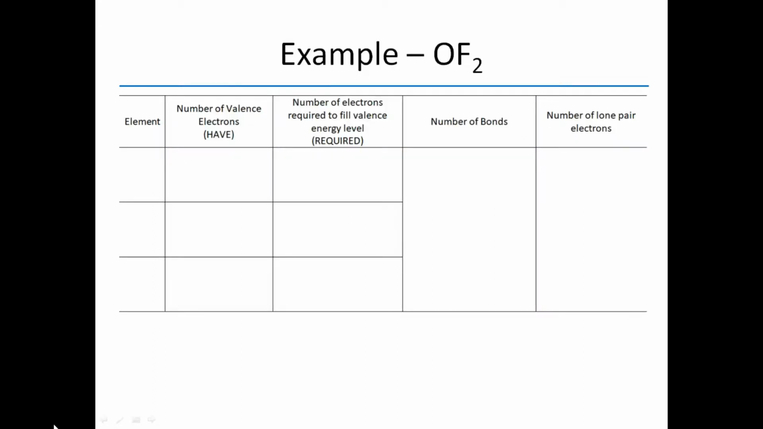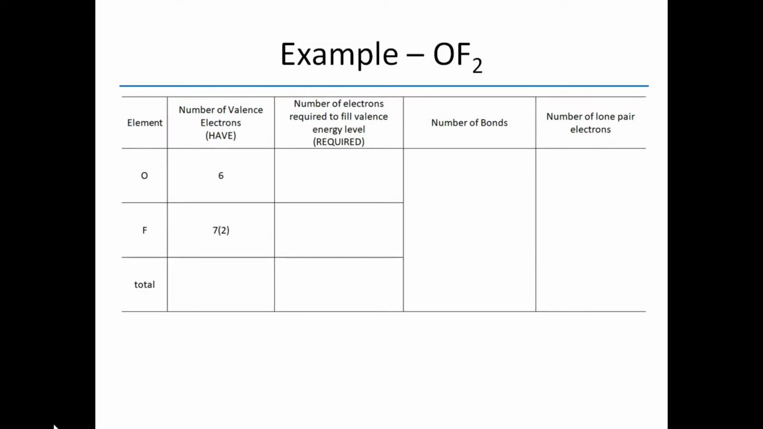So one of the ways that I'm going to suggest that we do this, that will simplify it, is if we do use a chart to help keep track of what we have to do, for at least the beginning of it. And in the chart, we would list our elements. We'd look at how many valence electrons they each have, and we'll look at the total numbers, and we'll call that our have. We'll look at how many would be present in the valence energy level if it was full for each of them, and we'll call that our required. Then we can use those two values to determine our number of bonds and our number of lone pair electrons.